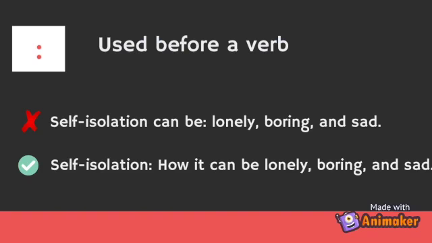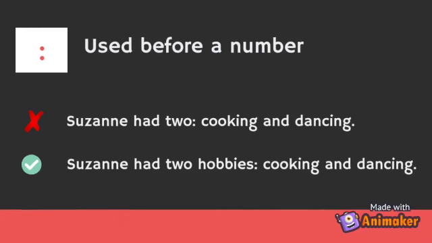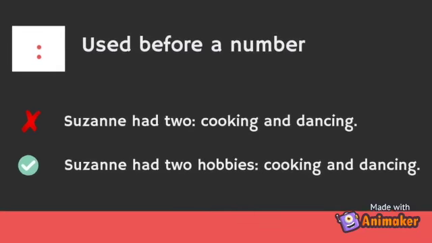Colons cannot be used before numbers either. Here's a wrong example. Susan had two: cooking and dancing. Assuming that before the sentence we were talking about hobbies, but even then you cannot put a number before the colon. Here's the right way to use it. Susan had two hobbies: cooking and dancing.